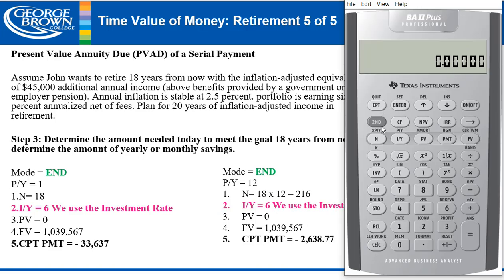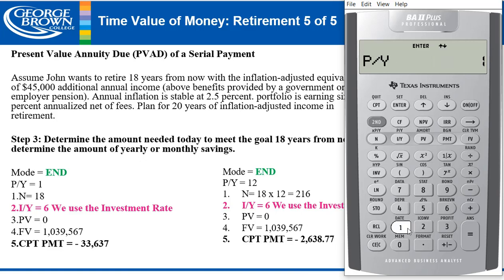Again, we're going to be in the end mode. Just going to check for the first one, PY equals 1. So we have 18N. Our investment rate is 6%. We're looking at no present value because we're going to start our savings now. We're looking at $1,039,567 as the amount we want at the retirement count 18 years from now. So we're going to compute the payment. We can see that we'd need to make an annual payment starting this year and every year for the next 18 years, $33,636.79.